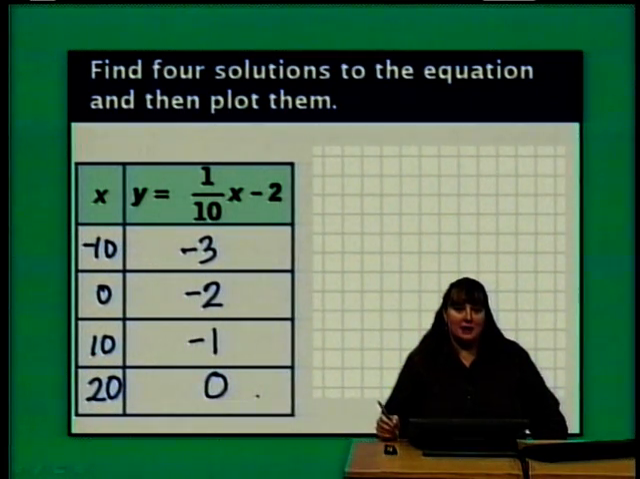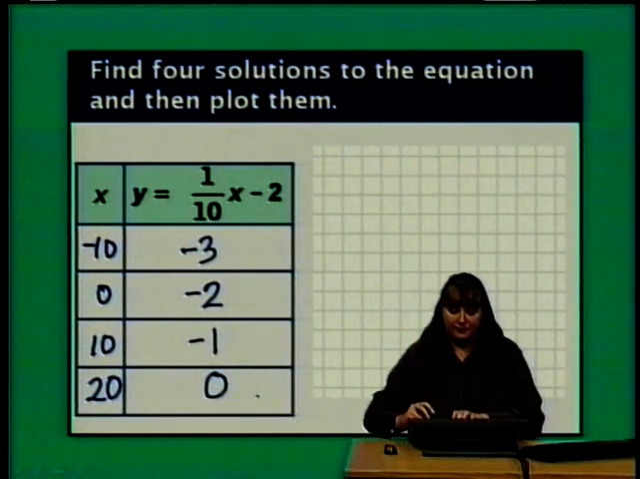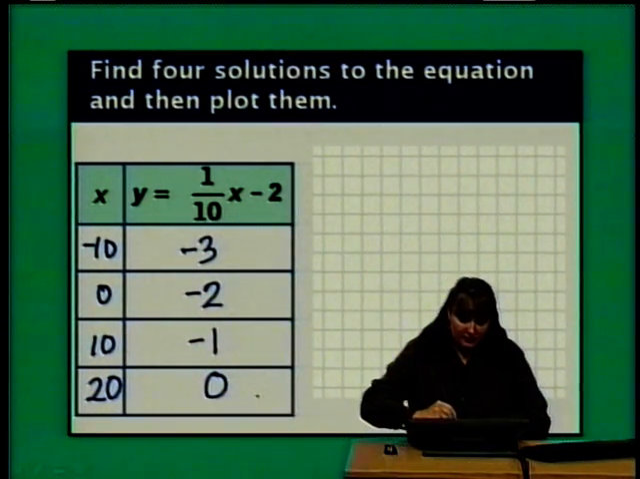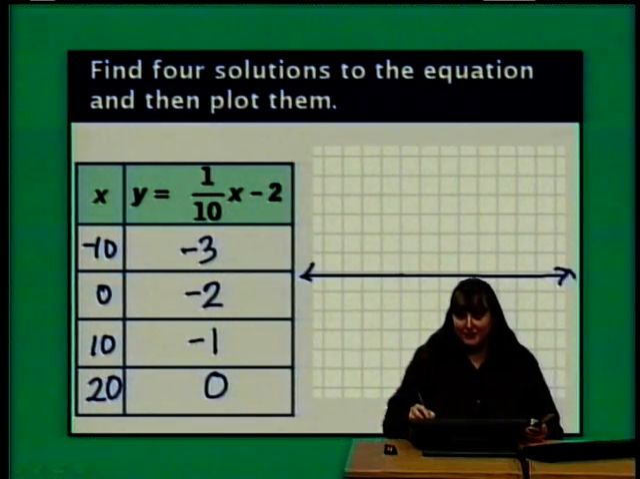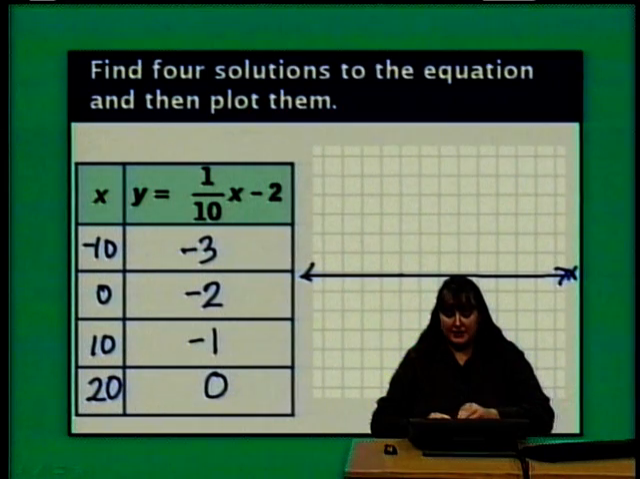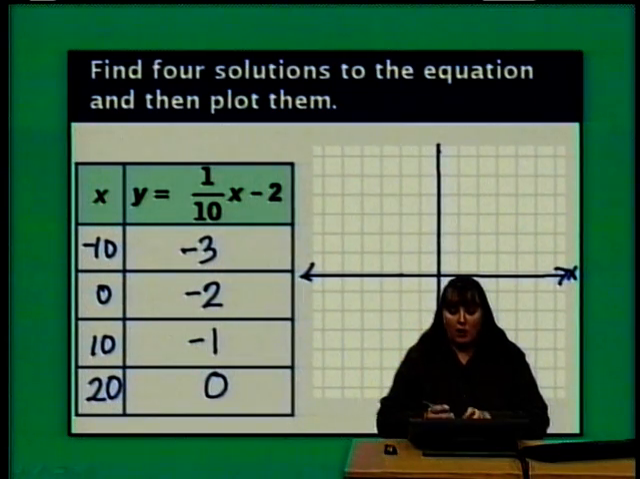Well, I'm also asked to plot these solutions. This time I'm starting out with a blank piece of graph paper. I want to be careful that when I draw in my axes and choose a scale, that I'm actually choosing a scale that's going to allow me to plot these 4 ordered pairs suggested by the table onto my graph paper. So I'm going to start by drawing my axes with my straight edge. So I'll label my horizontal axis x and my vertical axis y.